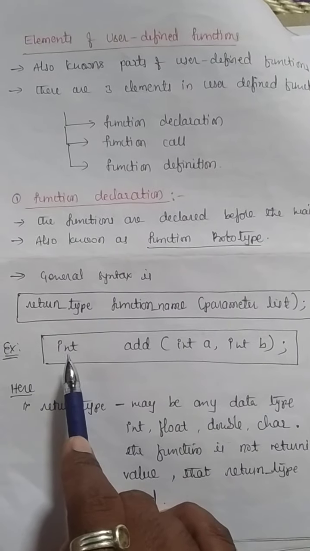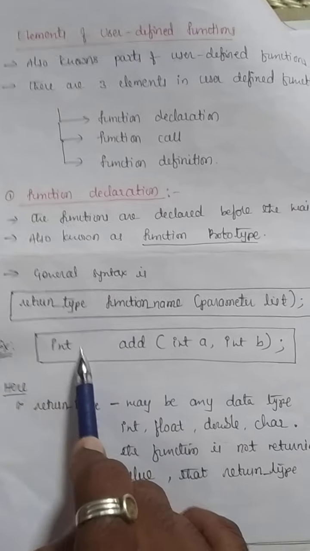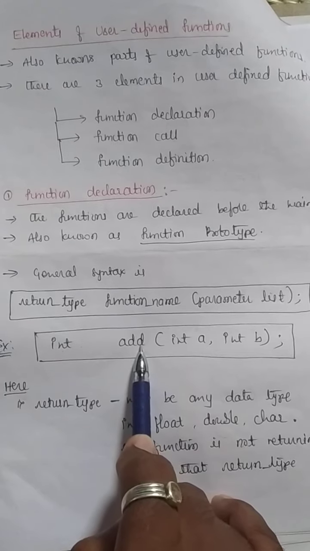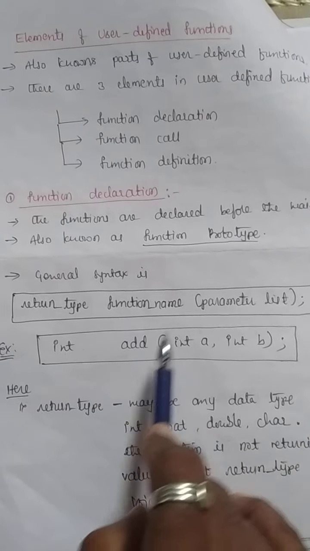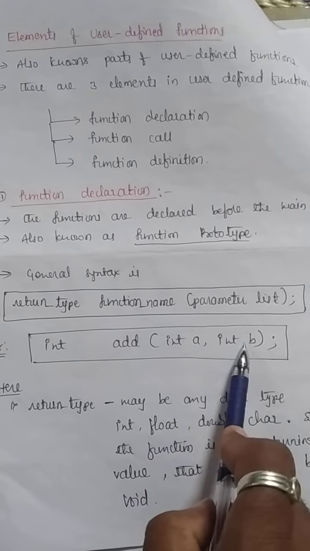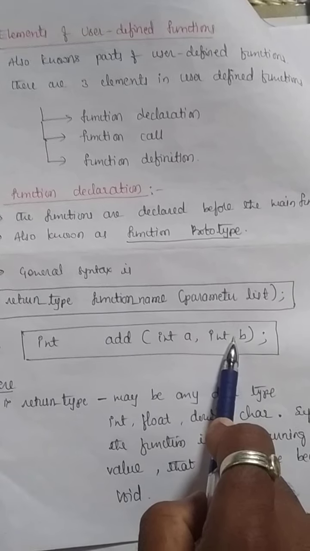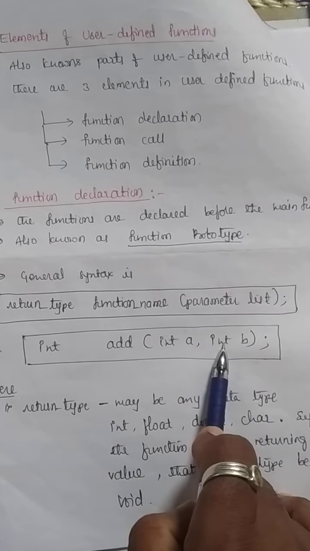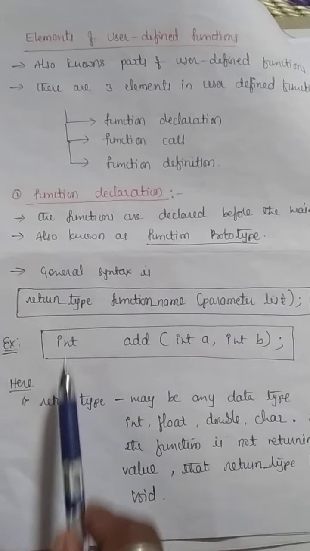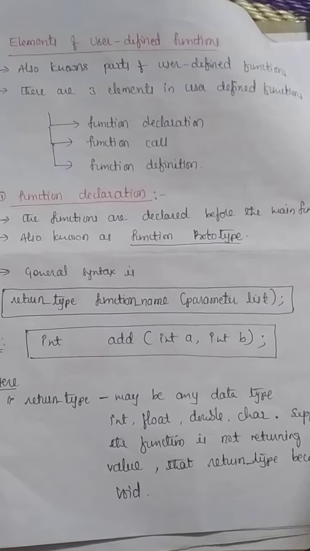Here is an example. The return type may be any data type: int, float, char, double. The function name can be anything, but it should satisfy the rules of identifiers. In the parameter list, we can write int a, int b, int c, something like that. However many parameters you want you can declare, and without parameters also you can write it, no problem.